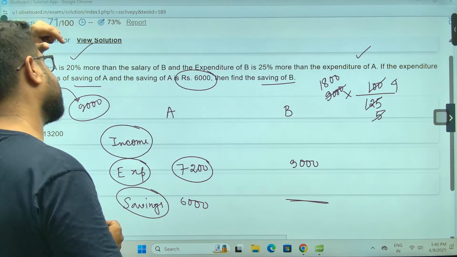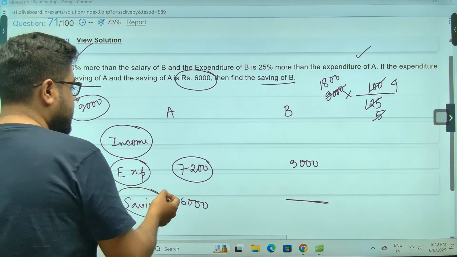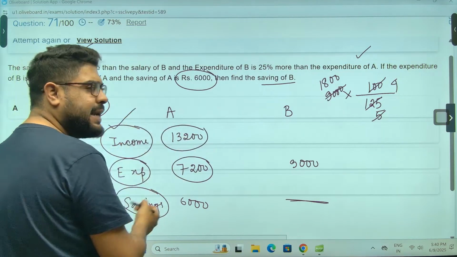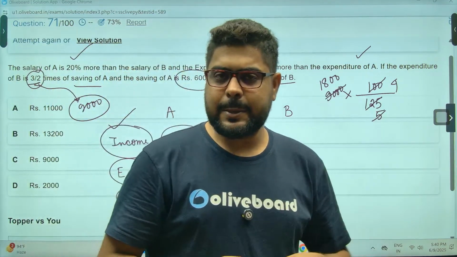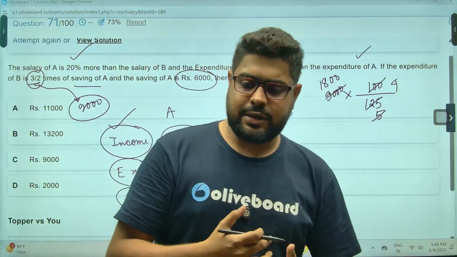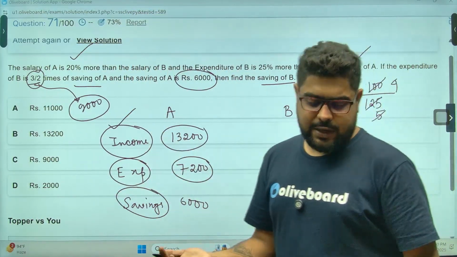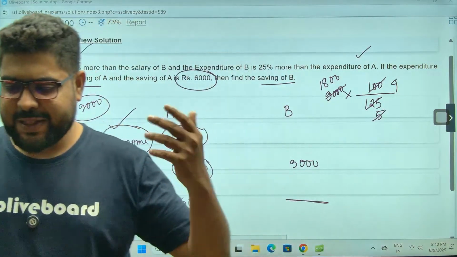Okay, salary I need. I need it, sir. This is 13,200. Why, sir? We all know income is expenditure plus savings. Basic concept. Whatever I earn, my income, either I'll spend it or I'll save it. There is no other option in front of me, right?